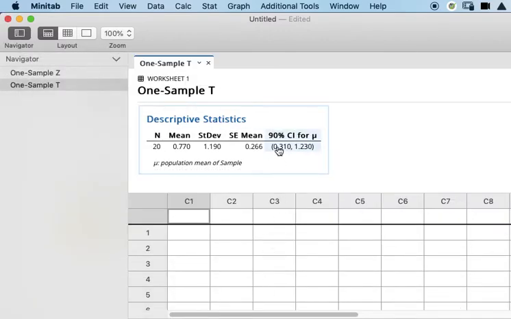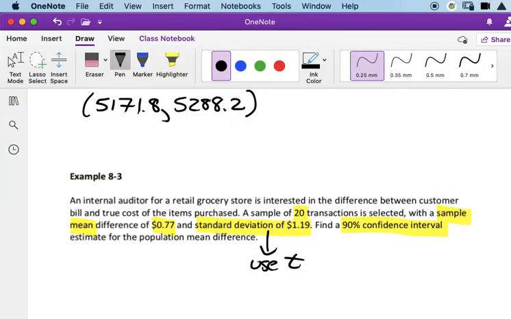So my 90% confidence interval is 31 cents to $1.23. And so what this is telling me, again, is that I'm 90% confident that the true difference between customer bill and true cost, that true difference is between 31 cents and $1.23.